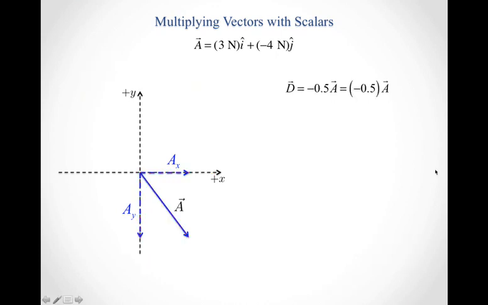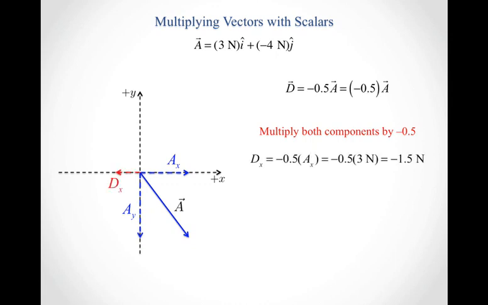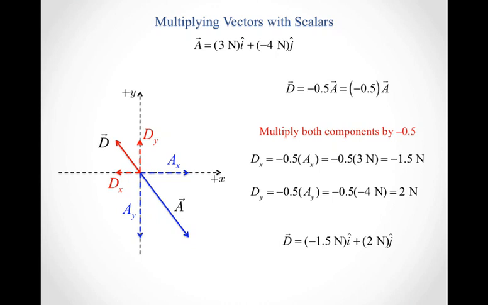Vector D is negative 1/2 times vector A. Again, my scalar that I'm multiplying vector A by is negative 0.5. I know that I'm going to multiply both components by negative 0.5. The x component of vector D is going to be negative 1.5 newtons. The y component of vector D is going to be positive 2 newtons. So when I draw in vector D, it's the vector negative 1.5 newtons i hat plus 2 newtons j hat.